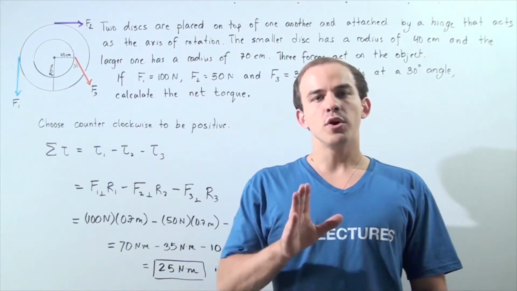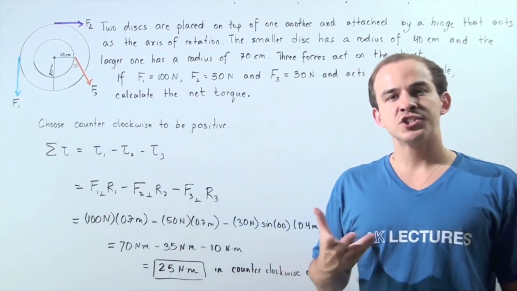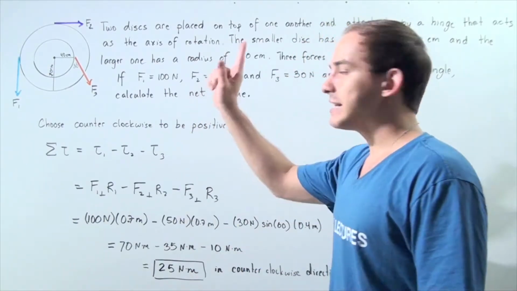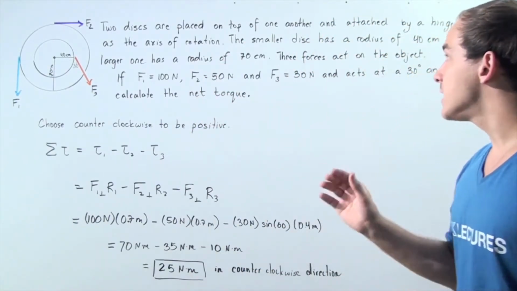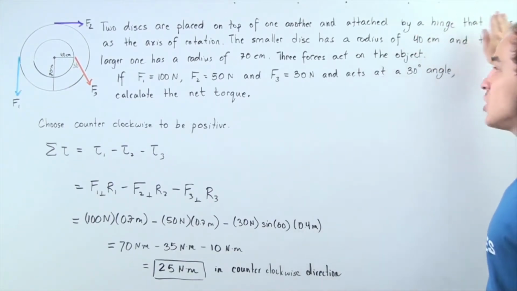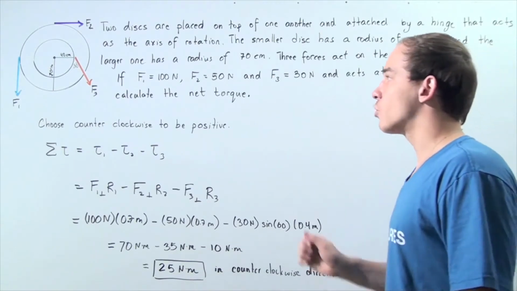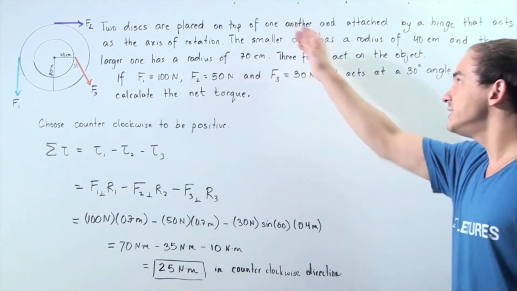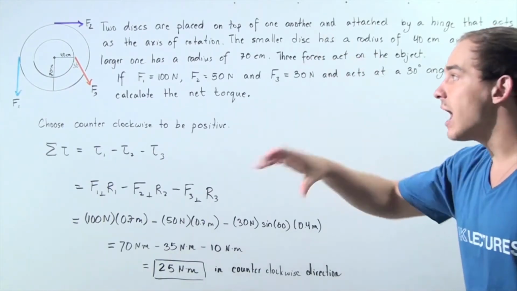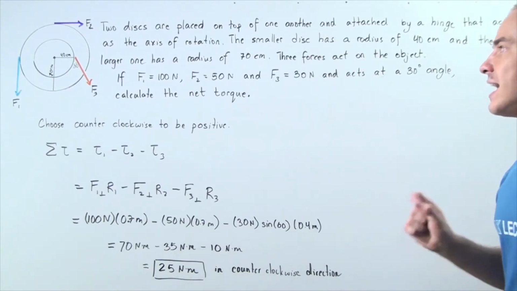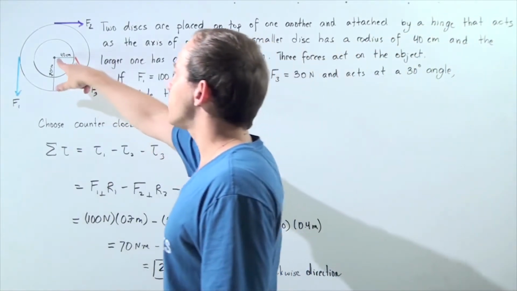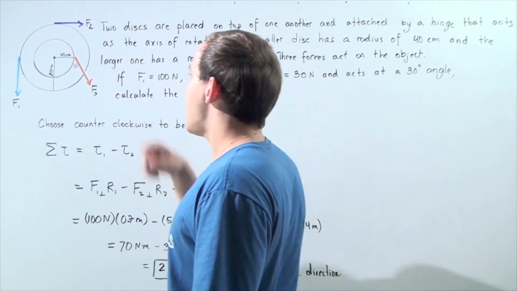In this example, we're going to calculate the net torque acting on a system of two objects. Let's suppose that two discs are placed on top of one another and attached at the center by a hinge that acts as the axis of rotation. So the smaller disc has a radius of 40 centimeters and it's placed on top of a larger disc that has a radius of 70 centimeters. So they rotate about the axis of rotation found at the center.